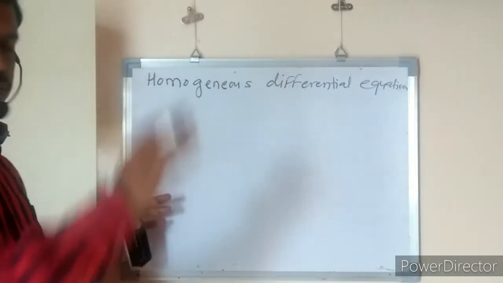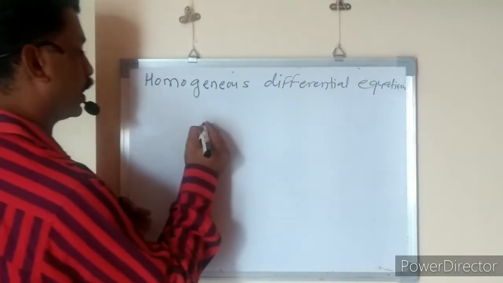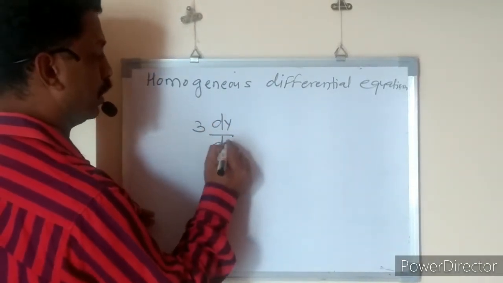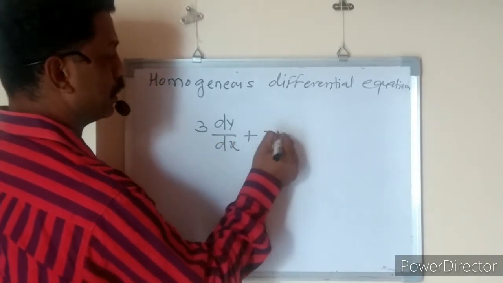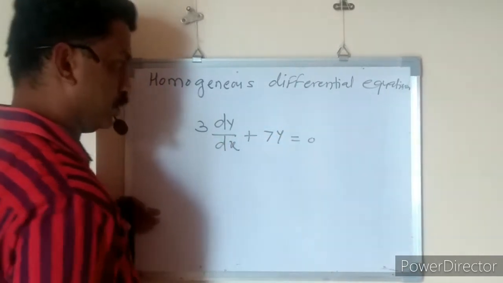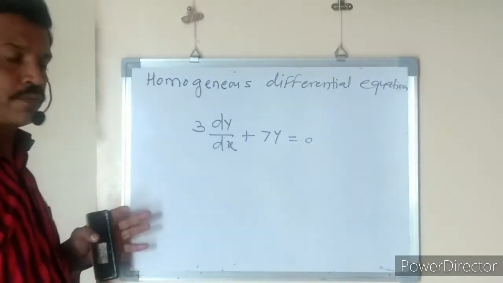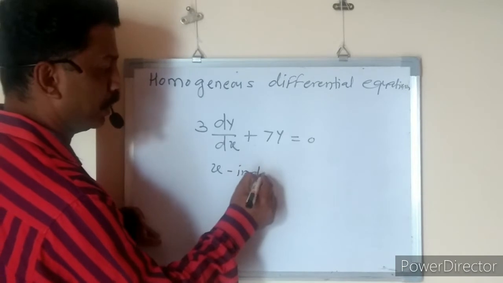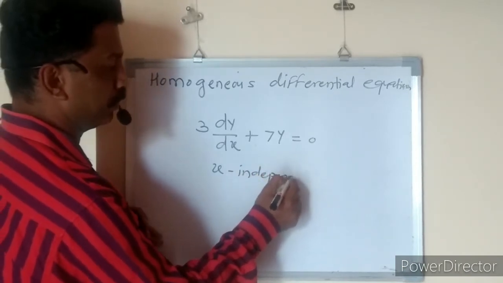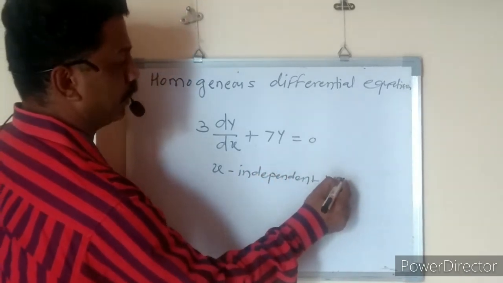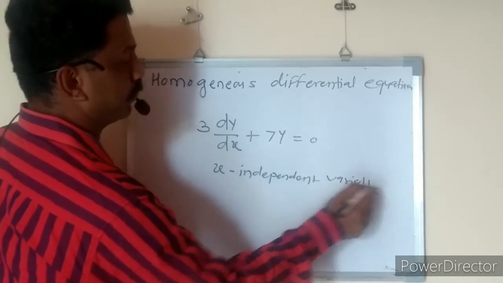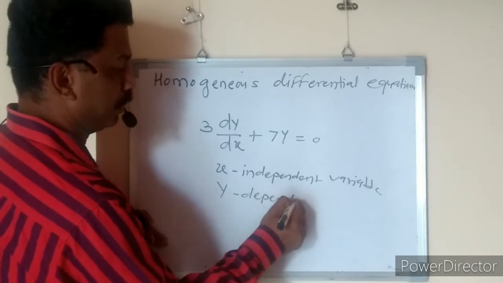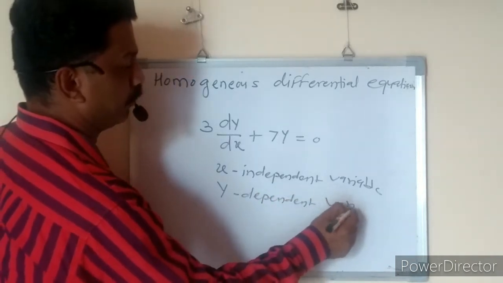Now, we have already known. If we say that again, we take one example, that is 3 dy by dx plus 7y equal to 0. So in this equation, here x is the independent variable and y is the dependent variable.